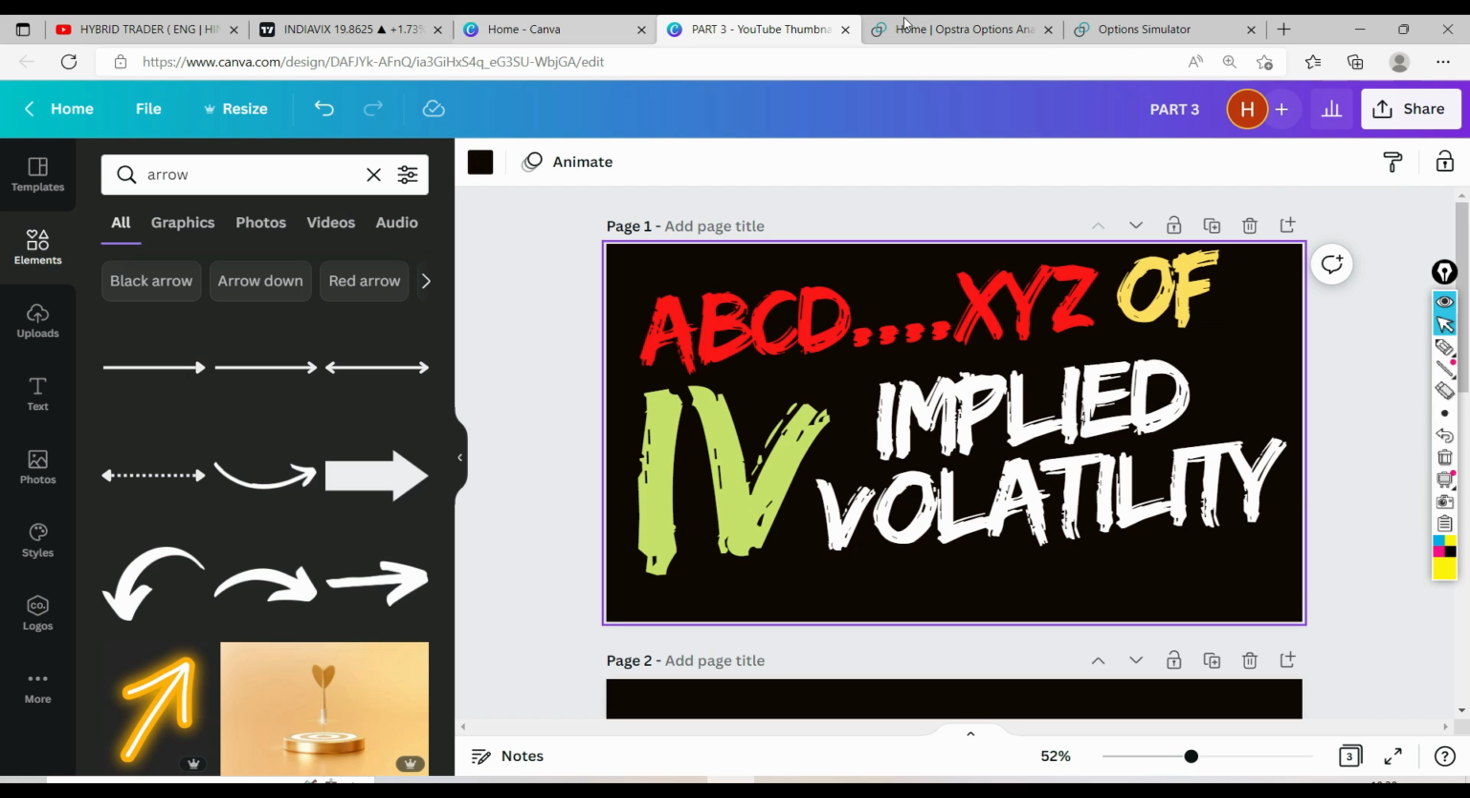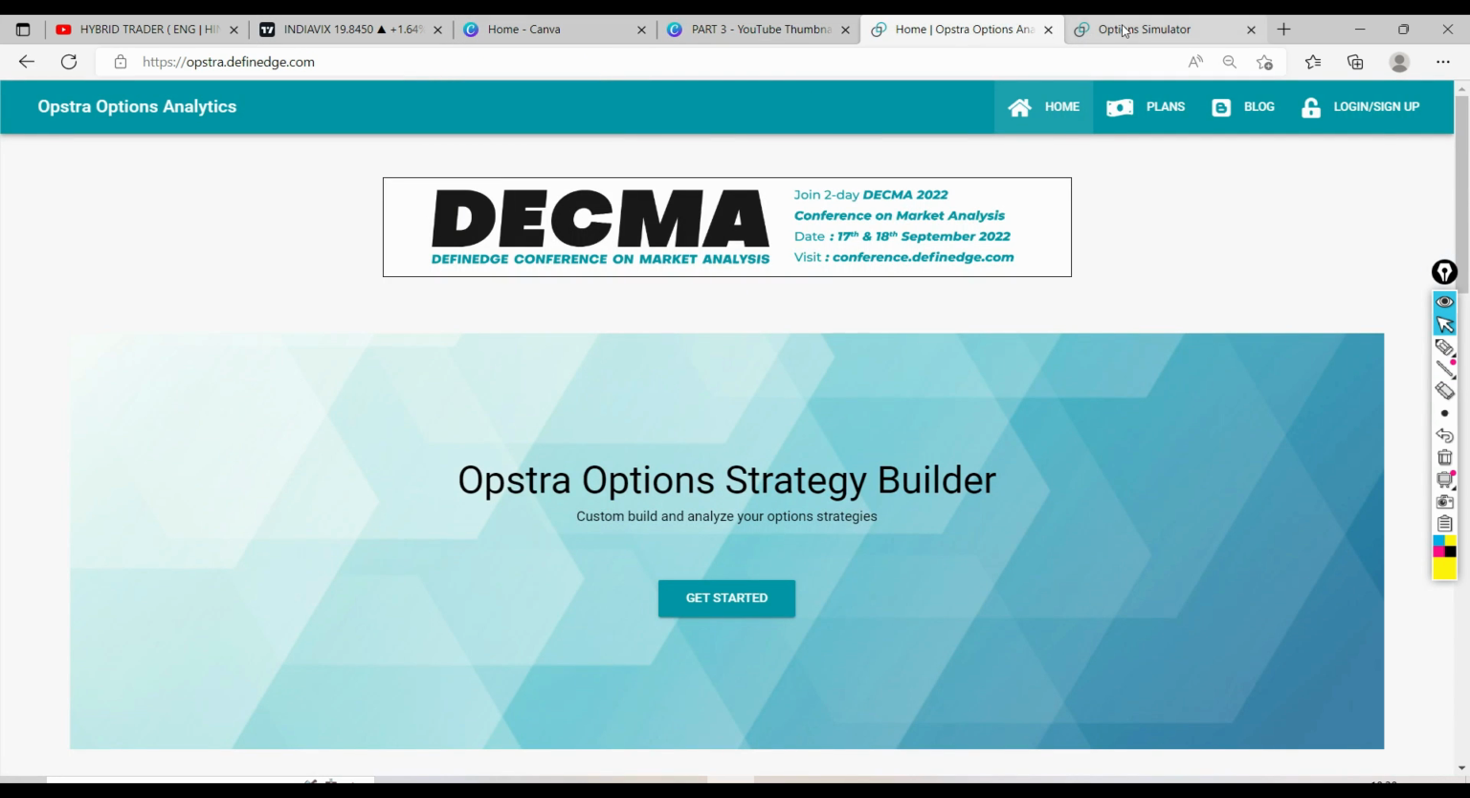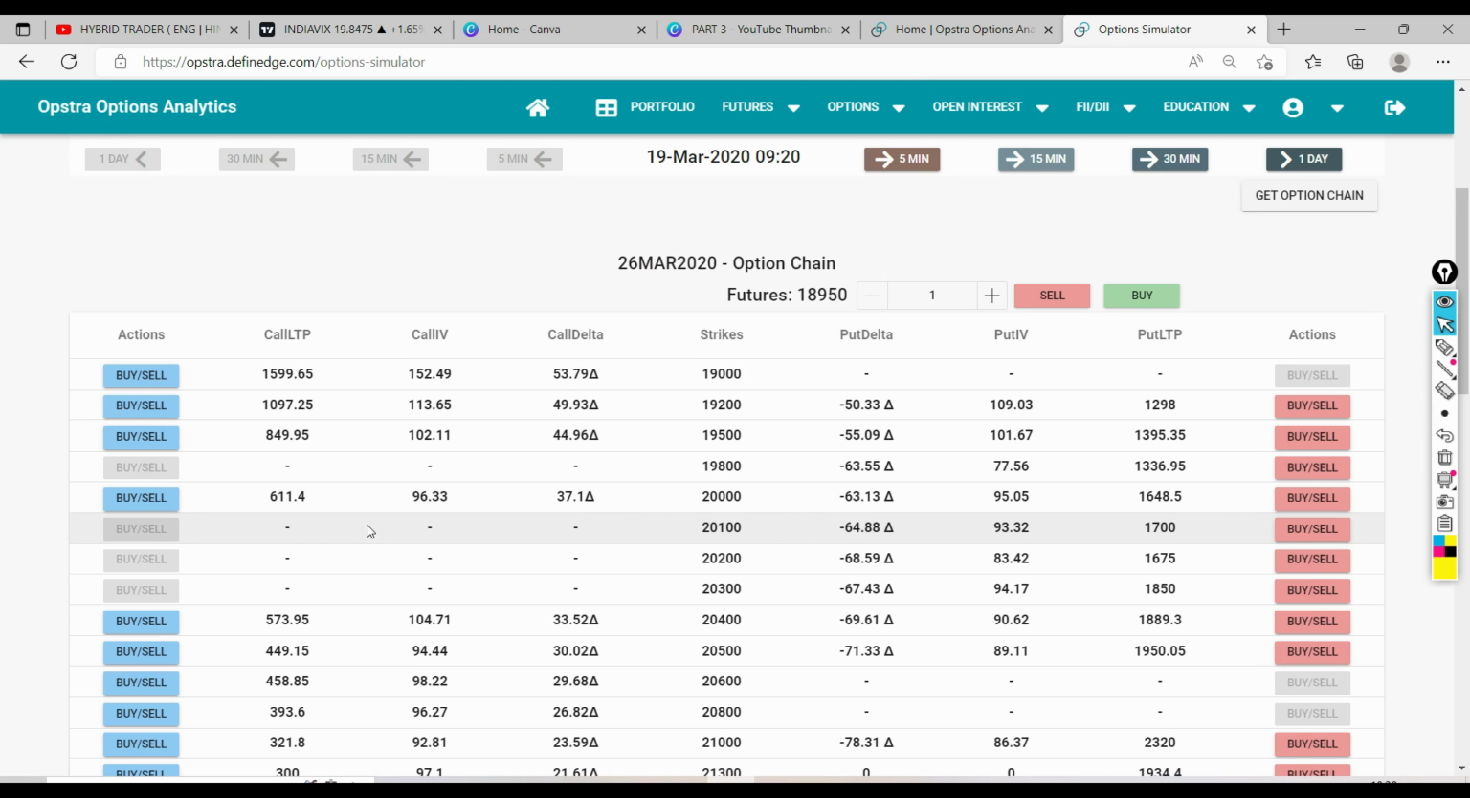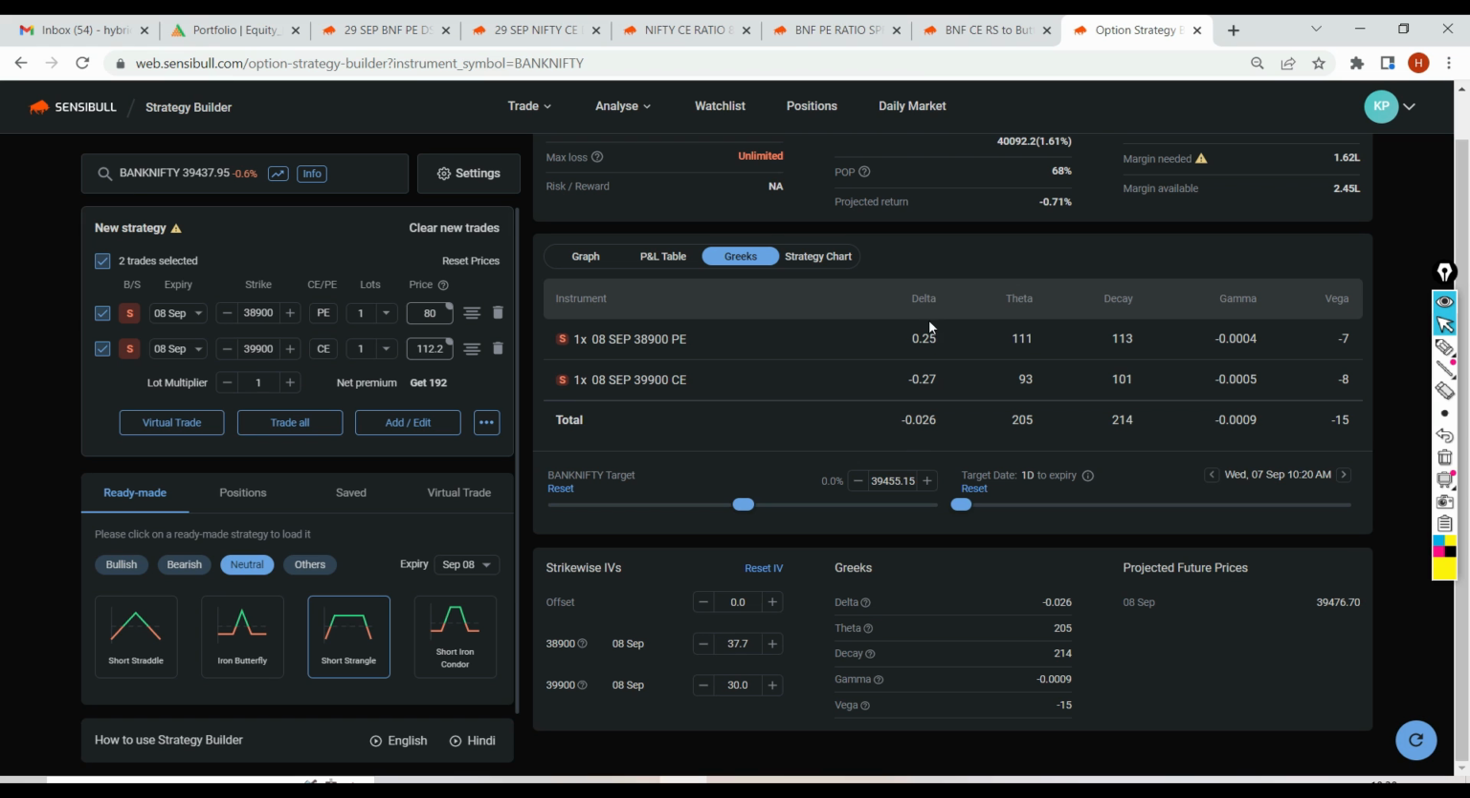What does this IV mean? Let me take you to the Sensibull. What does this IV mean, friends? Let me reset this. This is my strangle position. So what does this 30.7, or 30, IV indicate? Currently your premium is 80 rupees, and you have the 30 IV. So what does it mean?